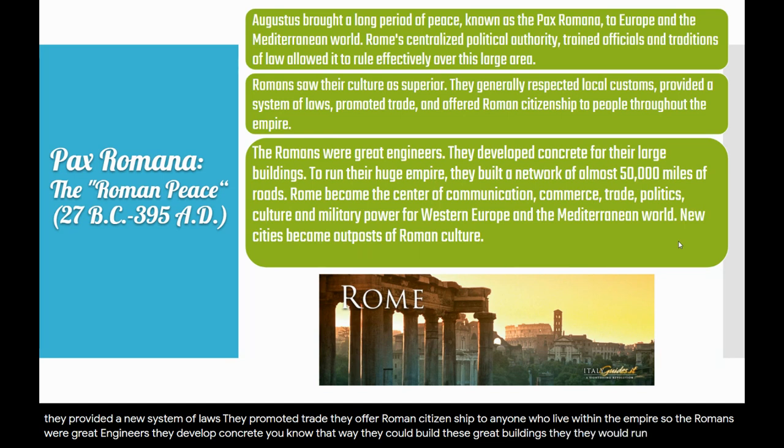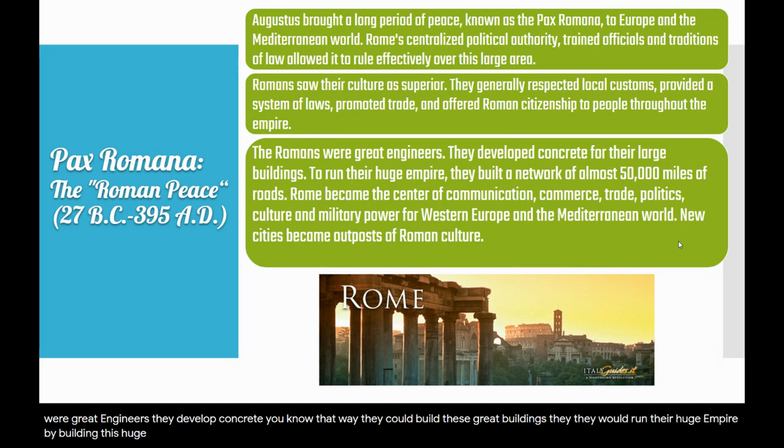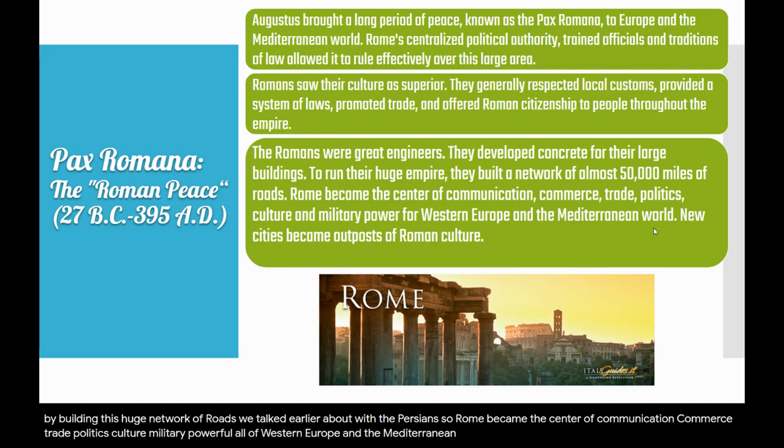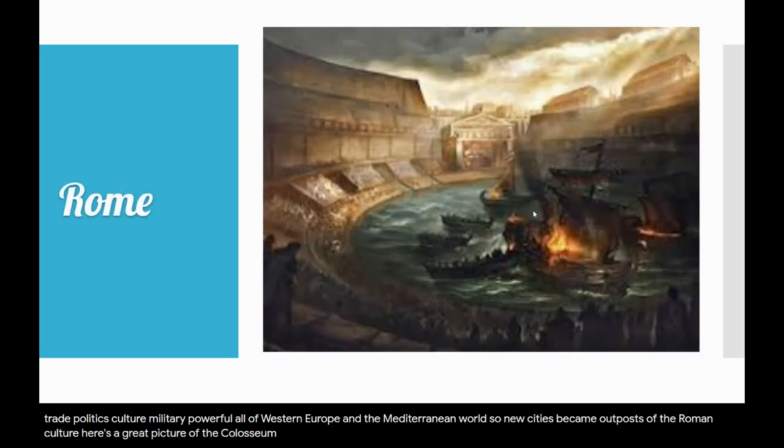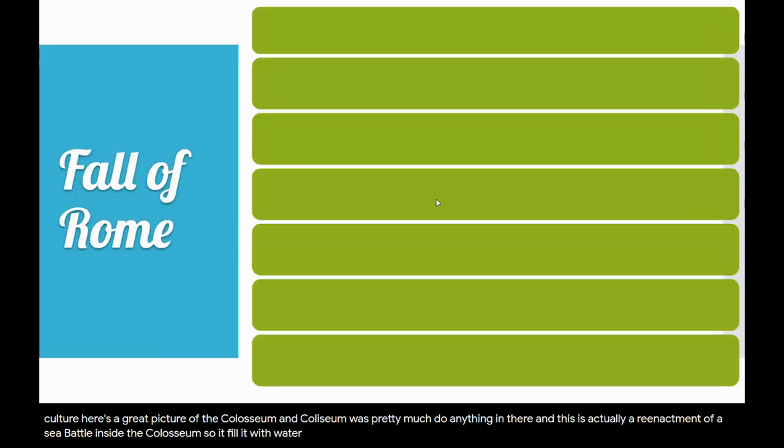They would run their huge empire by building this huge network of roads, which we talked about earlier with the Persians. So Rome became the center of communication, commerce, trade, politics, culture, and military power for all of Western Europe and the Mediterranean world. So new cities became outposts of Roman culture. Here's a great picture of the Colosseum. In the Colosseum they could pretty much do anything. And this is actually a reenactment of a sea battle inside the Colosseum, so they would fill it with water.